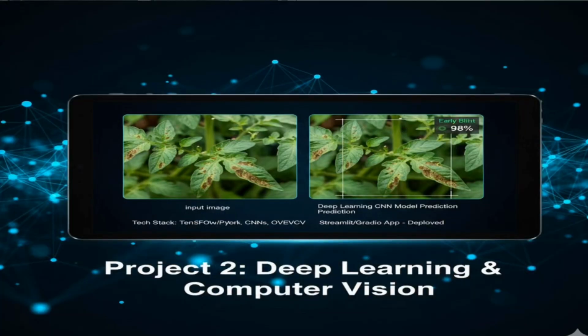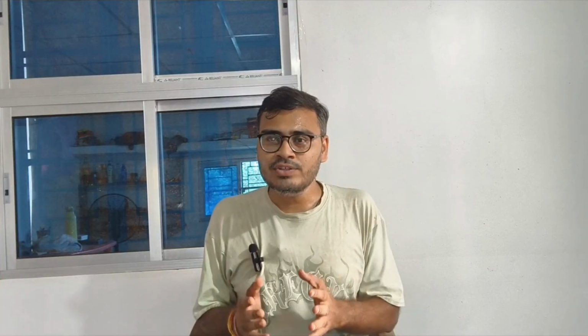If you move to the second project, that could be deep learning and computer vision. The project could be an image classification or object detection system. In this, you can build an image classifier or detector for something real, say plant disease detection or face mask detection. The tech stack for this could be TensorFlow or PyTorch. You can use any one of them right now. CNN architectures, and the OpenCV library for pre-processing of images.